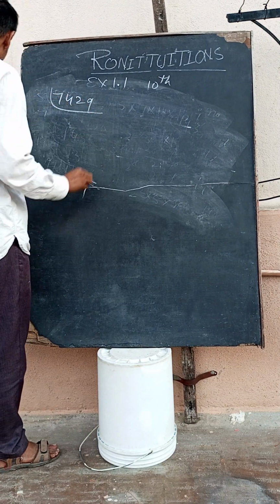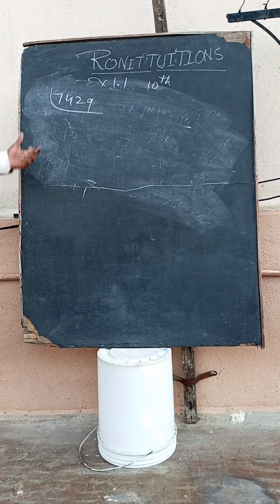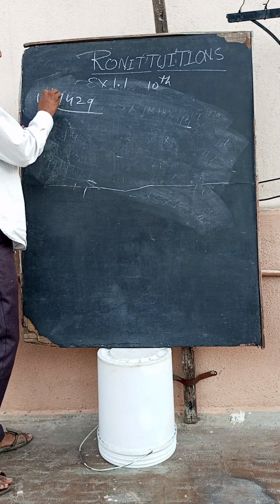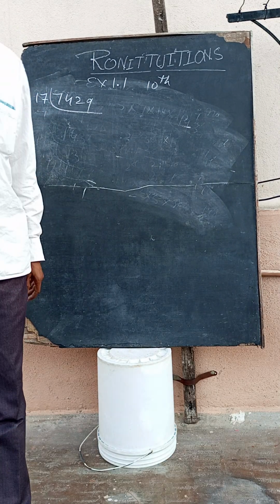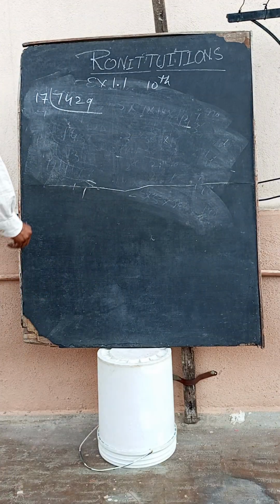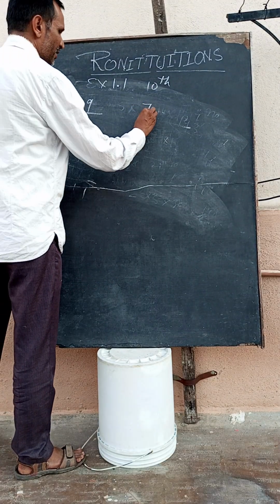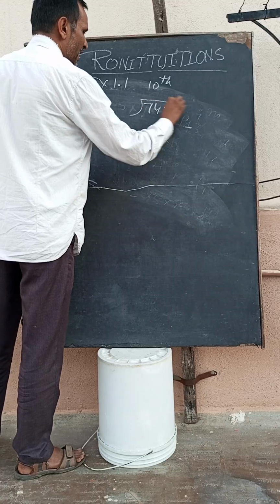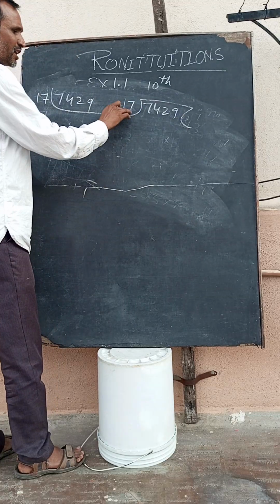7429. By what number can it be divided? This number is not a prime number, so it can be divided by 17. You can see the rule for the divisibility of 17 in that. So we divide 7429 by 17. 17 dividing, then what will come?